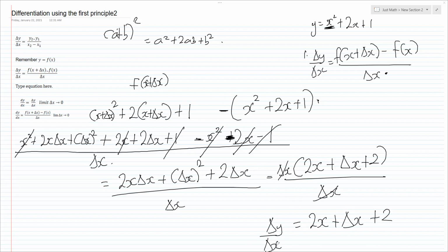Now remember, dy dx will become delta y over delta x, limit as delta x approaches 0. So when delta x is 0, we're left with 2x plus 2.